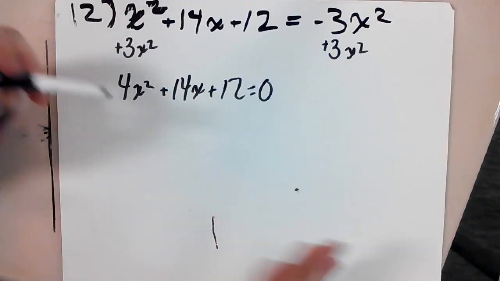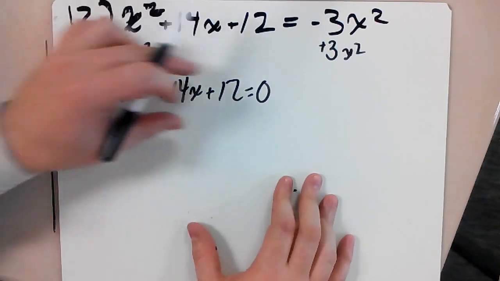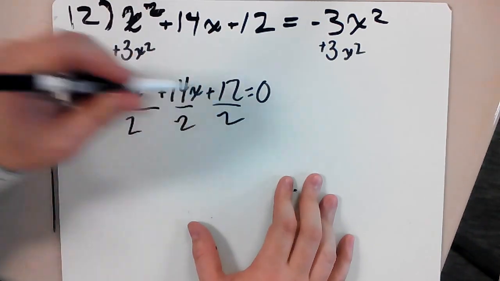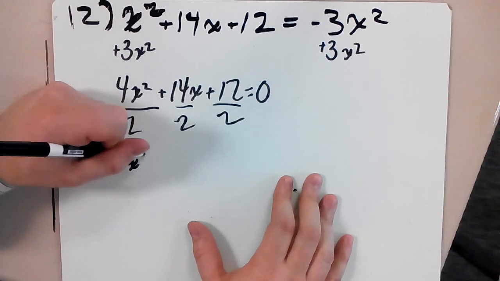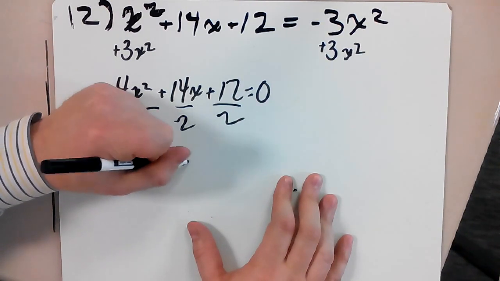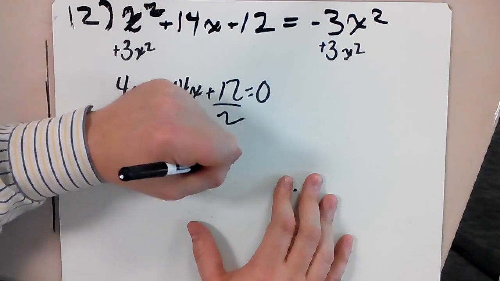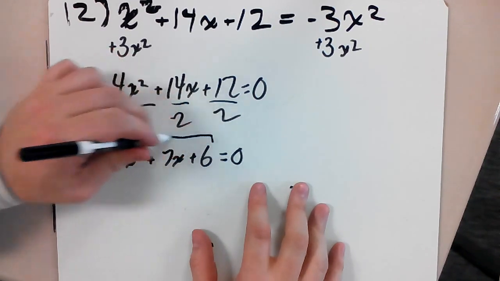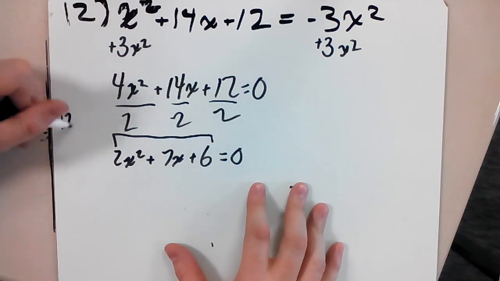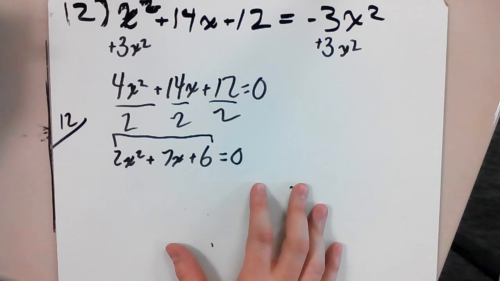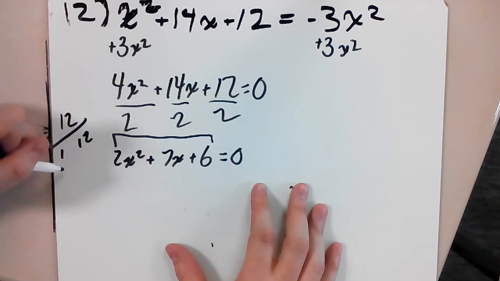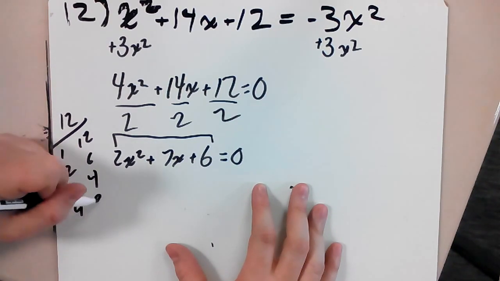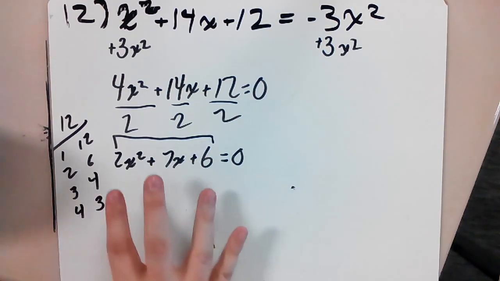I look around here. I can't divide out by 4, but I could divide out by 2. So I'm going to do that. 2, 2, and 2. So I have 2x squared plus 7x plus 6 equals 0. All right. Now, let me multiply these together, and I get 12. So I have 1 and 12, 2 and 6, 3 and 4, 4 and 3. Okay, I found all the factors of 12.